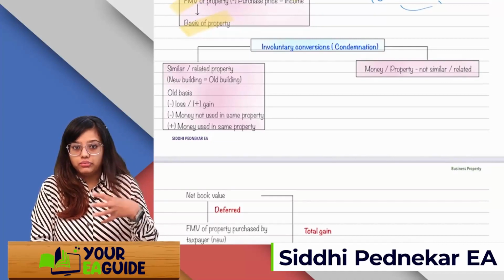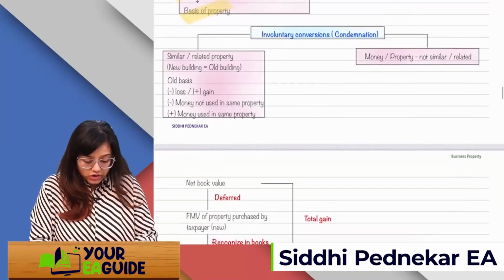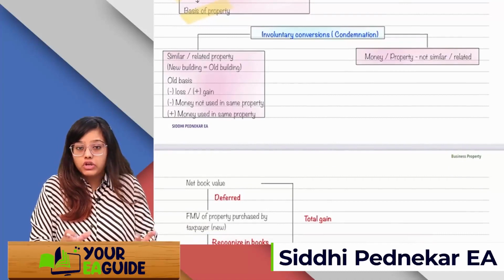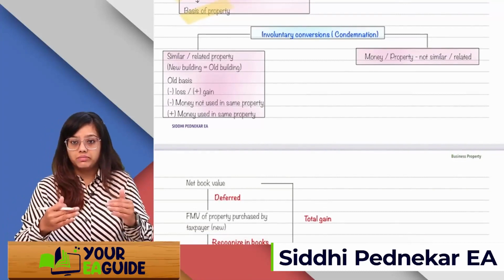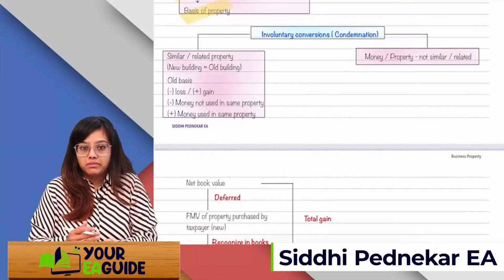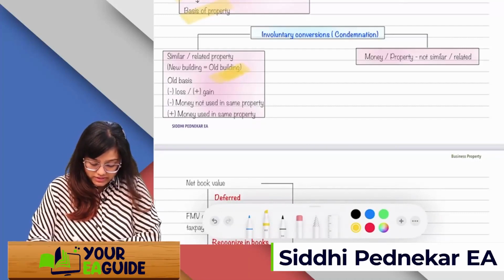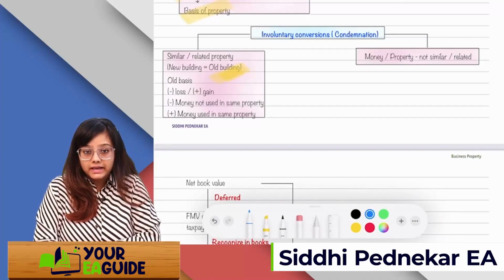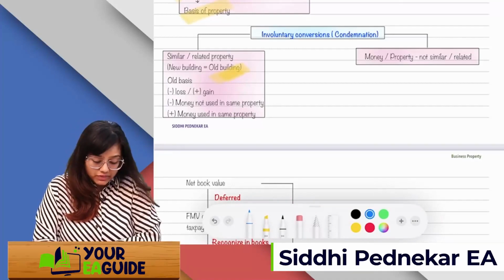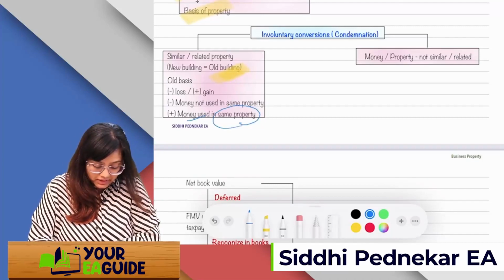Then what you will do is, if you're receiving a building and if you're giving a building, right? So new building is equal to old building. You're receiving a new building against an old building. So what will be the basis of the old building? Because you'll have to calculate the gain while giving up that property. So for the old building basis, you will take whatever was there in your hands. You will add any gain or reduce any loss. You will add money received, money used in same property, and you will reduce money not used in same property.